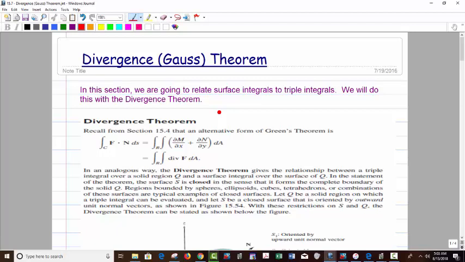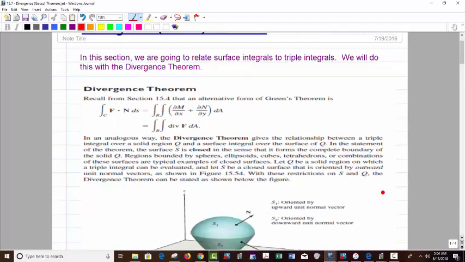Now, this brings us back from 15.4, from Green's theorem. So there's the Green's theorem formula, and F dot n can also be the divergence of F dA. So the divergence theorem gives a relationship between a triple integral over a solid region and the surface area integral over the surface Q. All right, so let's take a look at this.